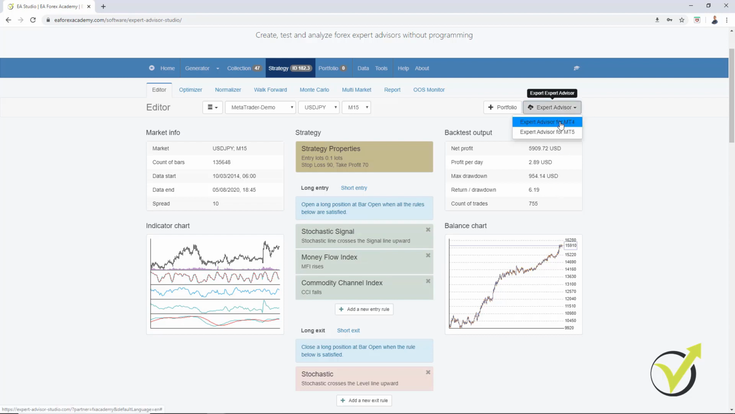One click you can export this stochastic trading strategy as Expert Advisor for MetaTrader 4 and Expert Advisor for MetaTrader 5. You can test it on a demo account. I always suggest my students to test these strategies on a virtual account, and if you like the performance, you can use it for your live trading account.